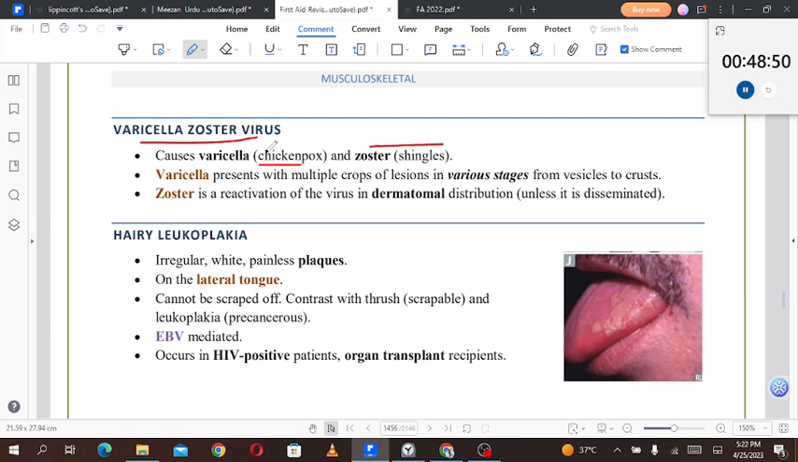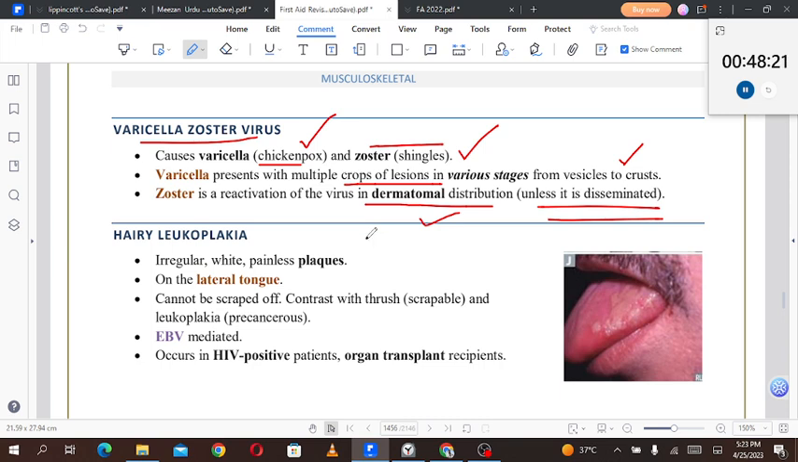So the varicella virus is going to cause chickenpox in children, and zoster is the shingles virus. Shingles is basically the reactivated form of the herpes zoster. Varicella presents with multiple crops of lesions in various stages from vesicles to crusts, and zoster is a reactivation of the virus in the dermatomal distribution unless it is disseminated. If the person is not immunocompromised so much that there is dissemination, there will be dermatomal distribution of the virus reactivation.